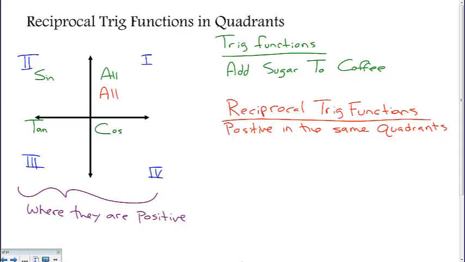So in the first quadrant, all of our reciprocal trig functions are positive. In the second quadrant, the cosecant of theta is positive. In the third, cotangent is positive. And in the fourth, secant is positive. Notice that our reciprocals line up with their original functions in their quadrants.